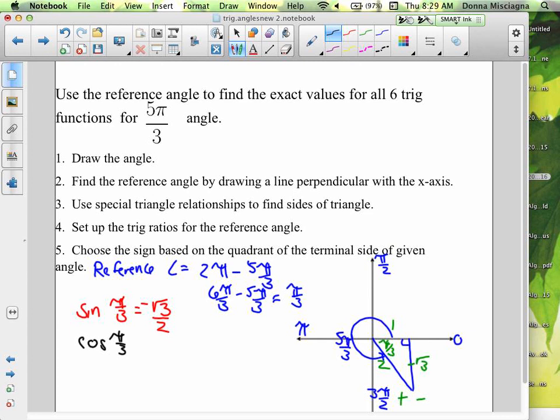19, Michael, cosine ratio. I'm going to be 1 over 2. Yep. And then our tangent ratio for pi thirds. All right, so what would that be, Matt?